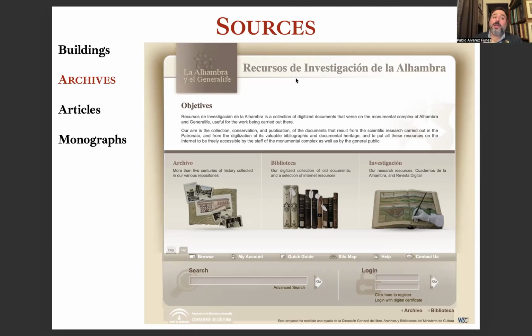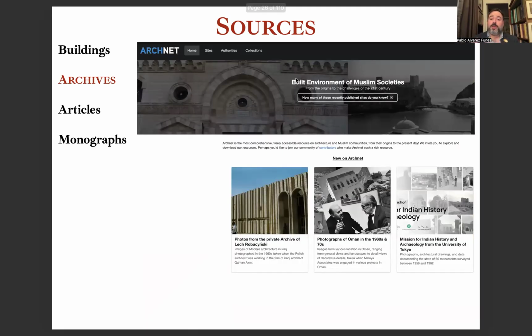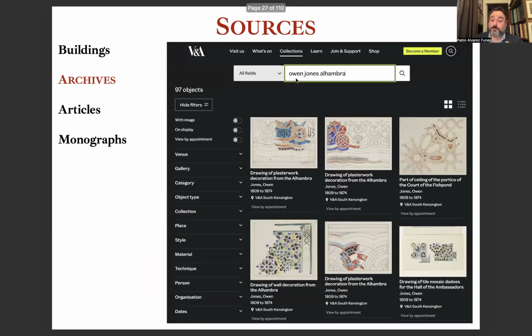For example, all the drawings for the restoration of the Alhambra are there for anyone to check if they want to know what happened at a certain moment of the restoration. Another very good one is ArchNet, a website focused on Islamic architecture in general. Very good, plenty of resources, plans, elevations, sections of buildings. Probably it's not as complete, it's not an archive of its own resources, it's just a gathering, sort of an encyclopedia, but very, very good.